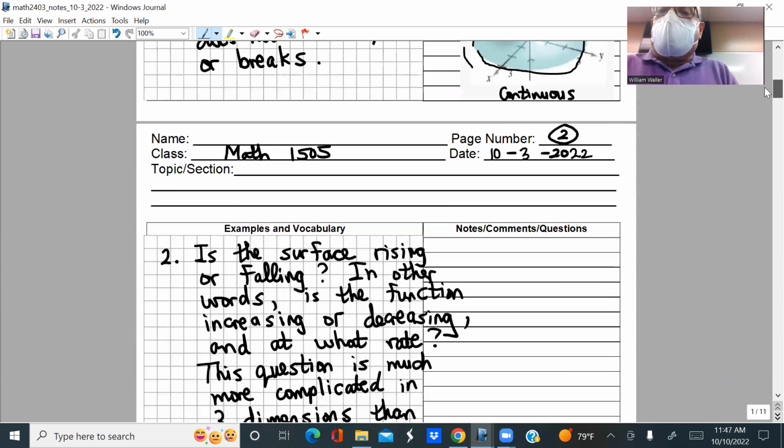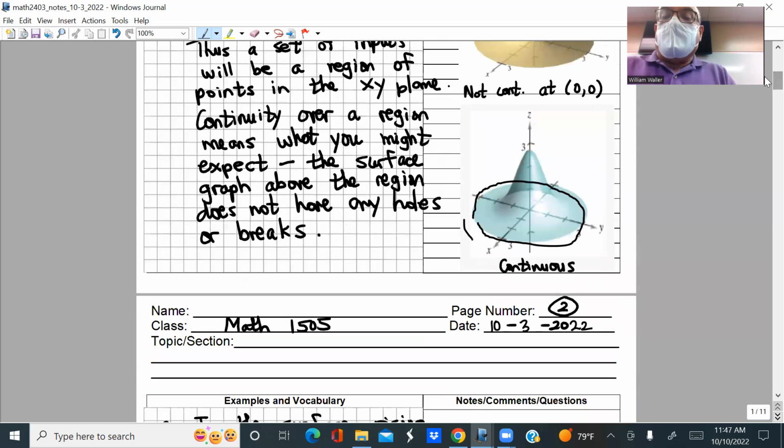And that becomes a more complicated question in 3 dimensions than it is in 2 dimensions. We can illustrate that by picking a point on this surface, for instance, maybe right there. I don't want to pick the point at the top because that's kind of a special point. So let's pick a point right here on that kind of cone there, on that surface.